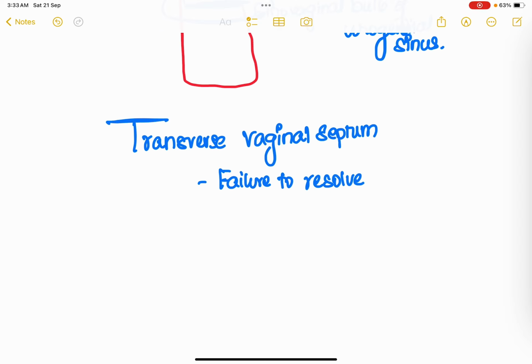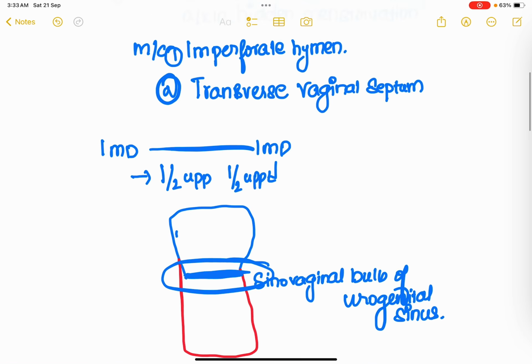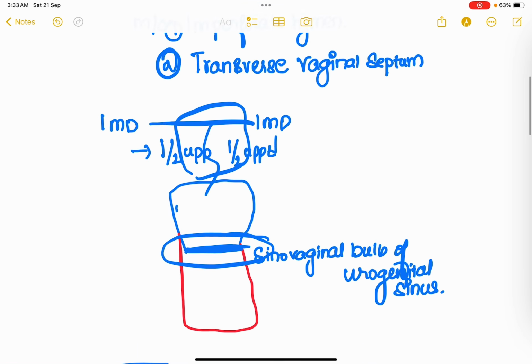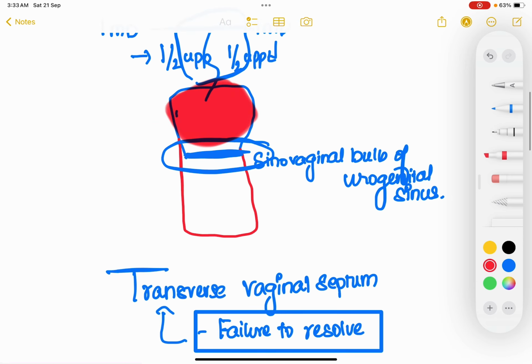But any condition which results in failure to resolve this septum congenitally is going to result in a condition termed transverse vaginal septum. So in such patients, whatever menstruation happens from the uterus, the blood is going to be collected. Where will the blood be collected? The blood will be collected inside itself. So there is outflow tract obstruction.